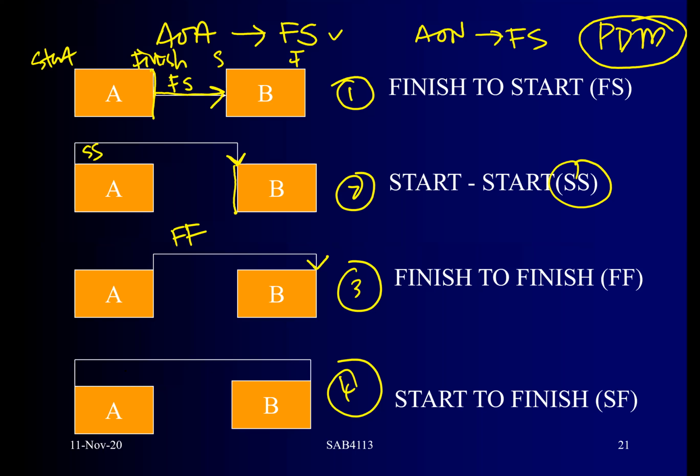This simply says activity A. If we want to start activity A, then activity B must be completed first. That is the kind of relationship which is quite rare.